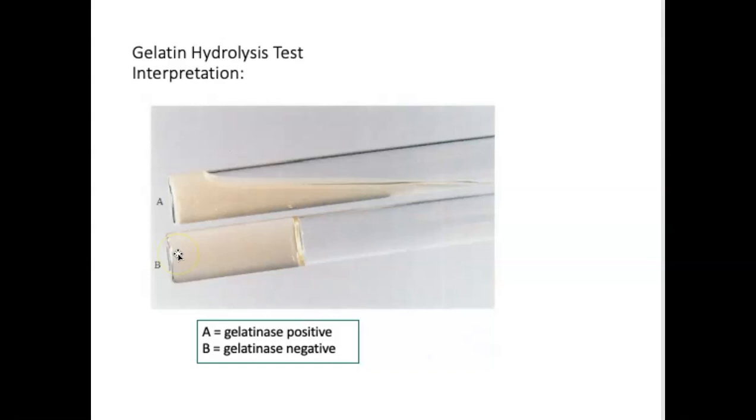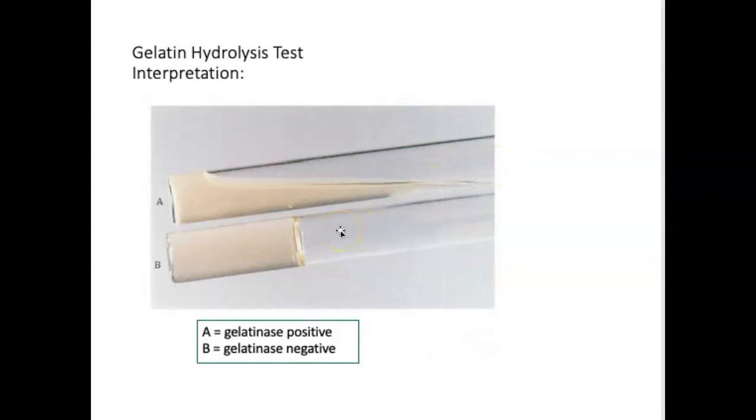This is a test for a very particular type of enzyme called gelatinase. When the organism has the ability to make and secrete gelatinase, this is going to happen. The solid gelatin is going to be broken apart and the medium is going to become a liquid. And when you tilt that tube, you're going to see the liquid run up the side of the tube.